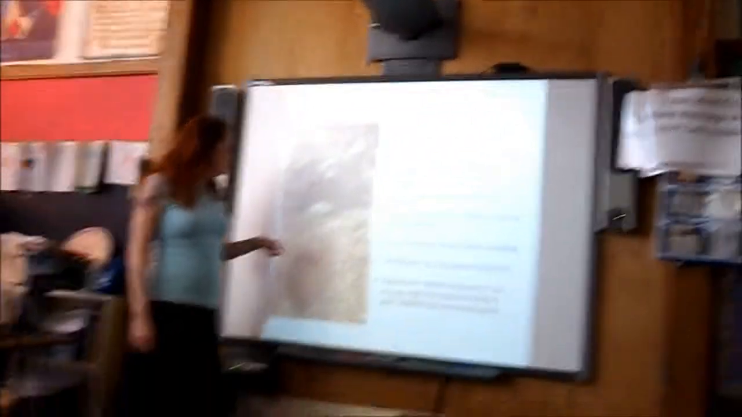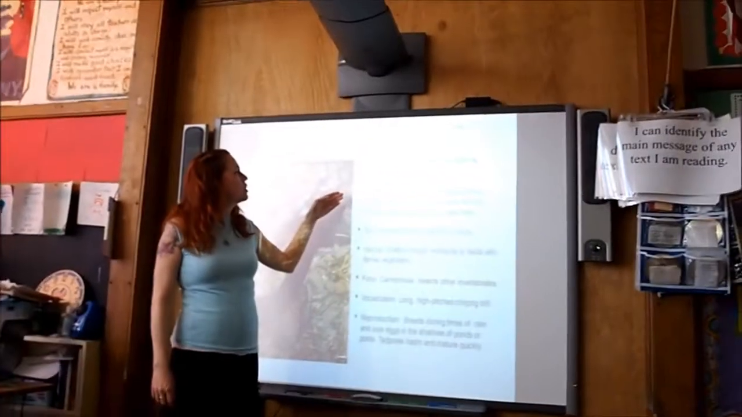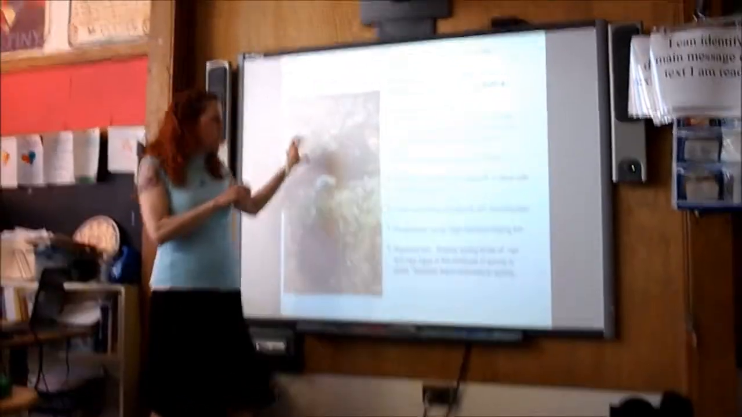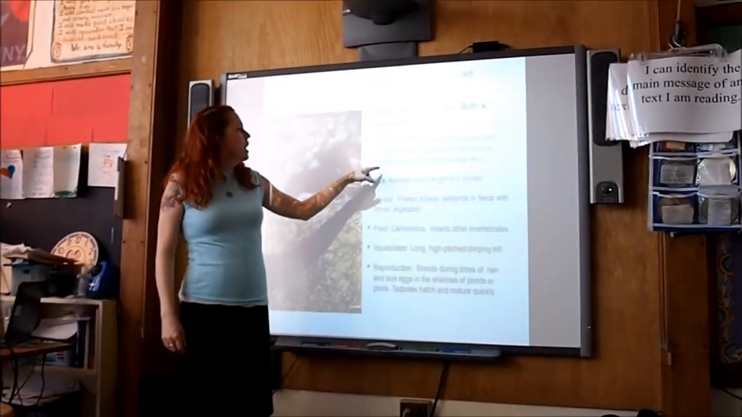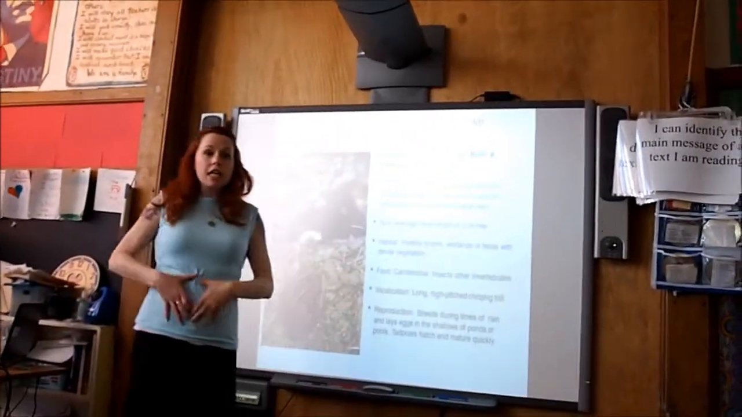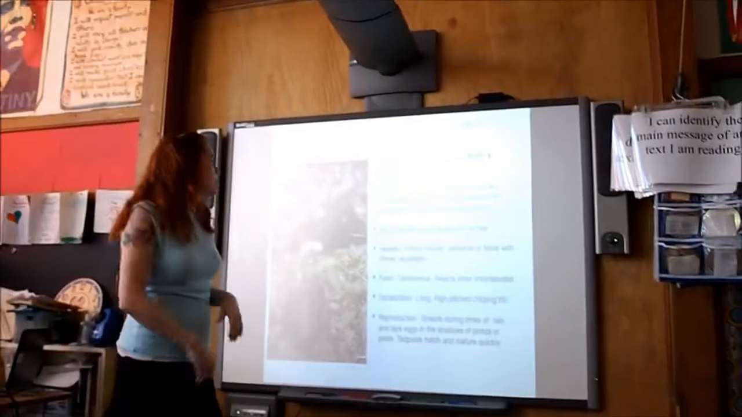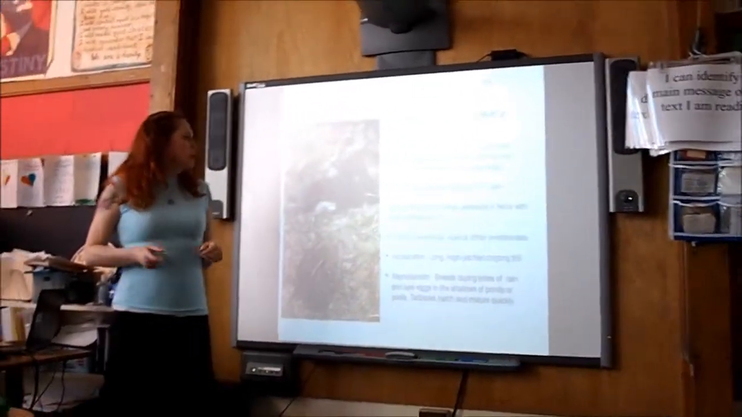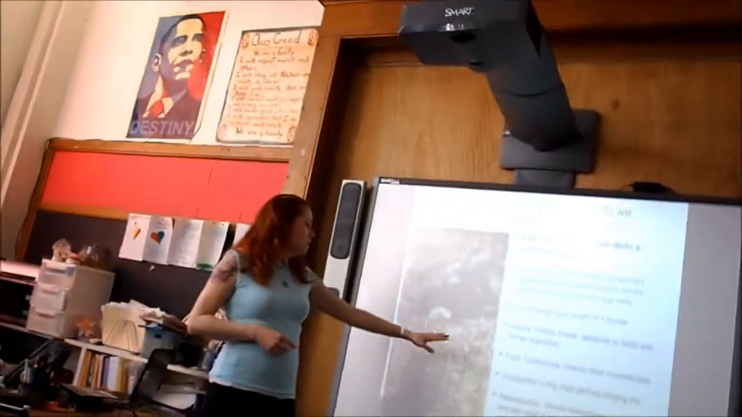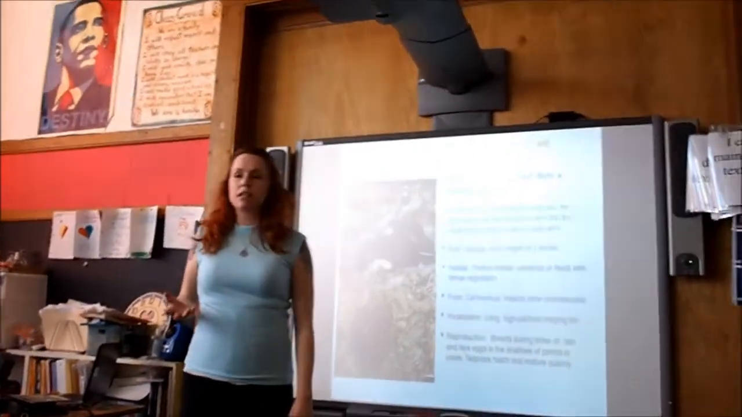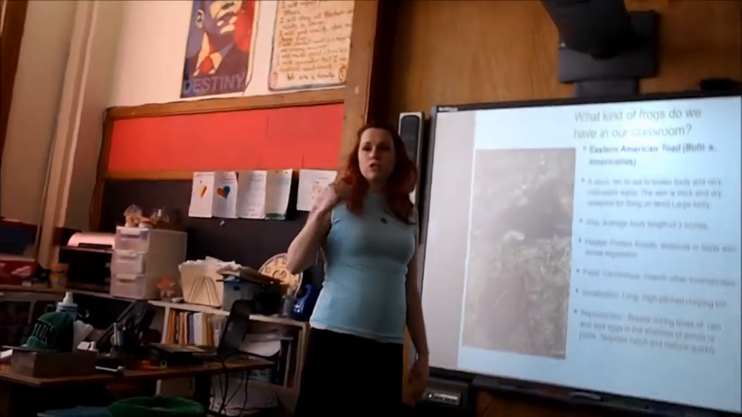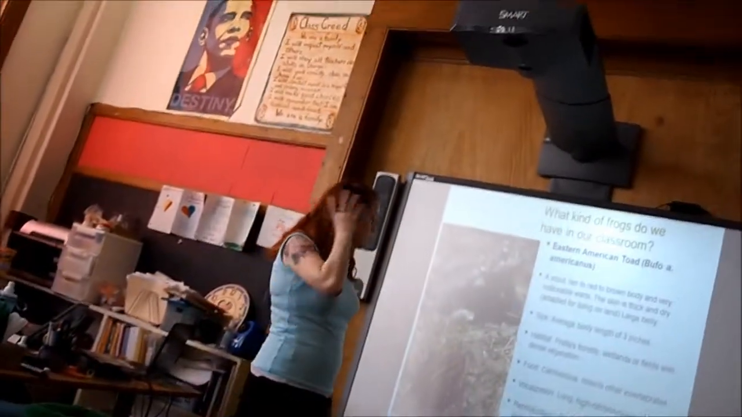I found these pictures. It is a stout, tan to red to brown body, and very noticeable warts. He's very warty. The skin is thick and dry, adapted for living on land, and he's got a large belly. So we've all seen them, the big fat guys that you see hopping around. They're about 3 inches. They live in forests, wetlands, fields, and places with lots of vegetation. They're carnivorous. They eat insects. They are loud, and at the very end you're going to hear them.